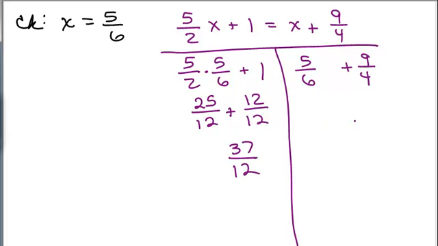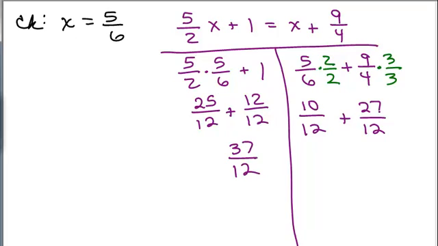So what's the least common denominator for 4 and 6? That would be 12. So we need to write both of those in terms of 12ths. Right? So how could I do that? I could multiply the 5/6 by 2 over 2 to get 12ths. And 9/4 I could do by 3 over 3. So that is 10/12 plus 27/12. So now that I have a common denominator, I can add the numerators. 10 plus 27 is 37. And you just write it over 12, you don't add the denominators, right?